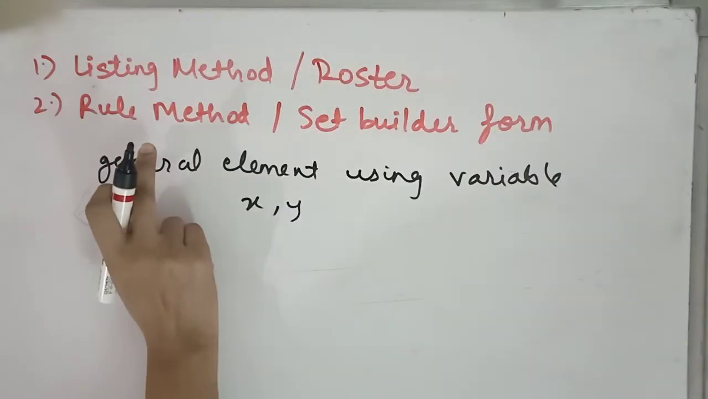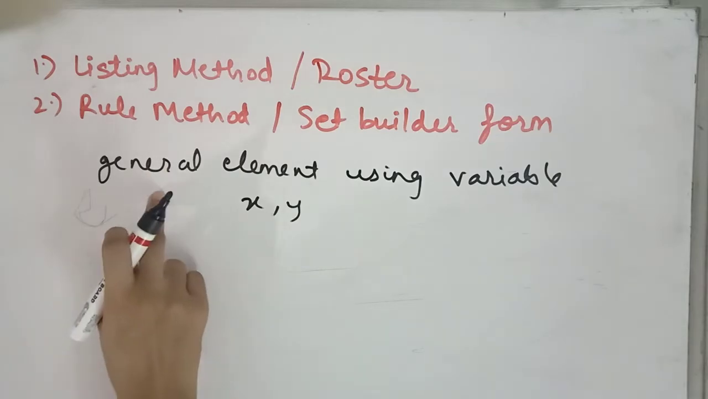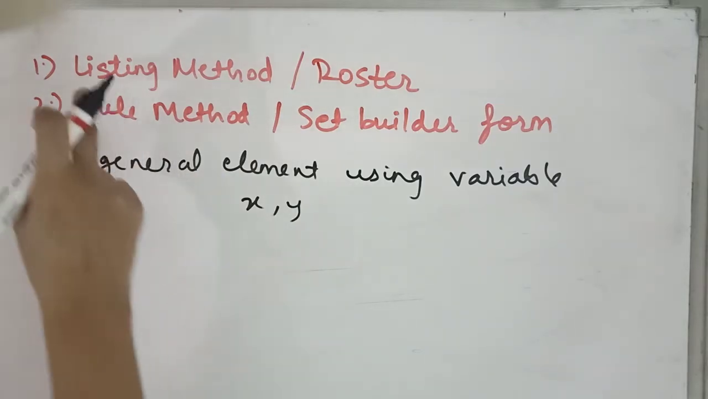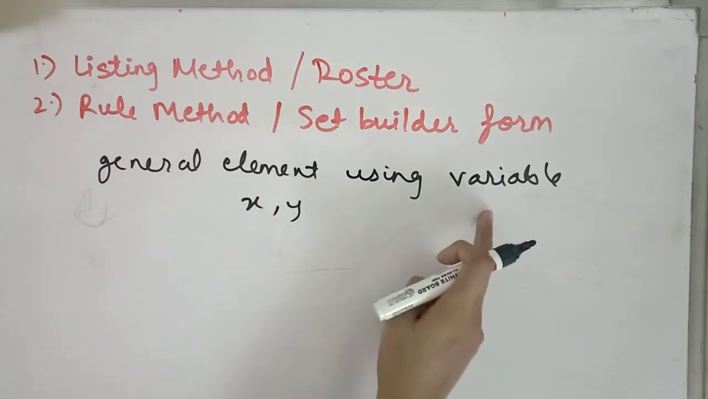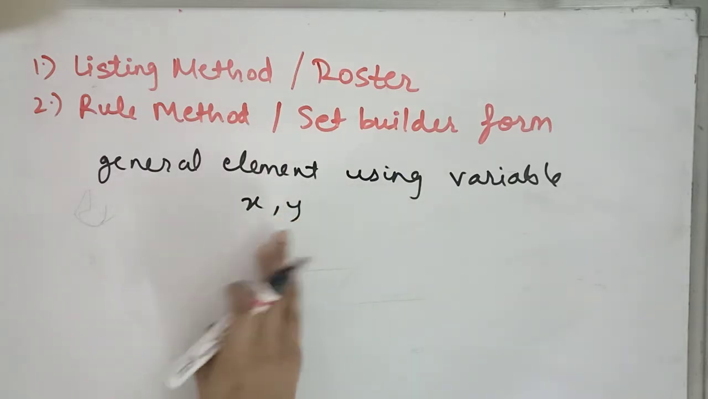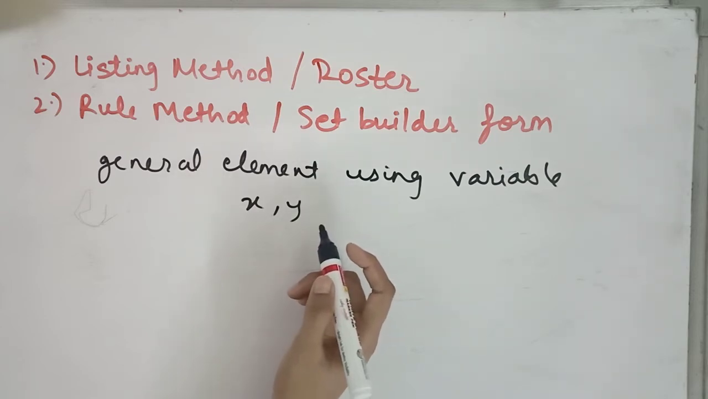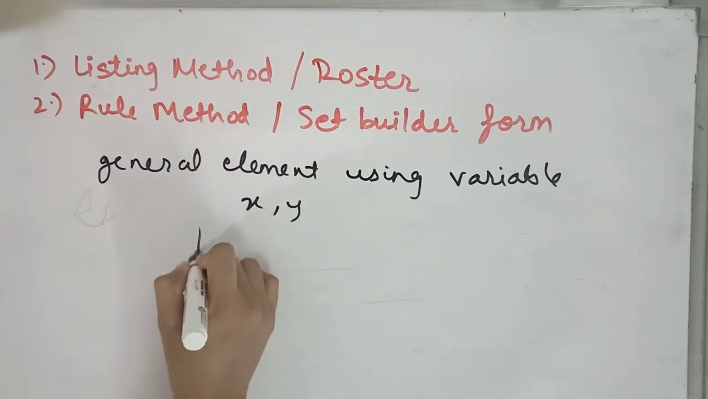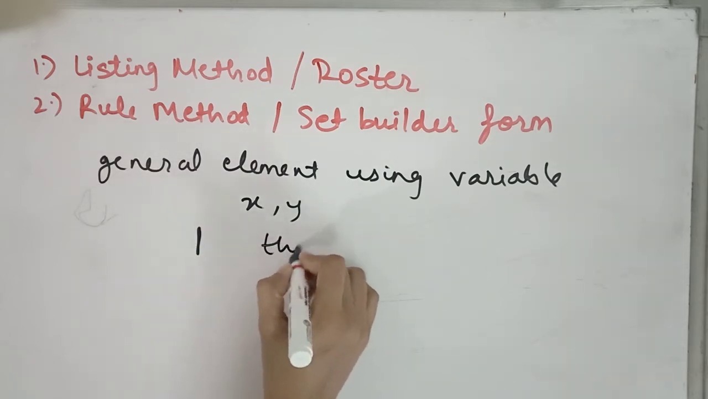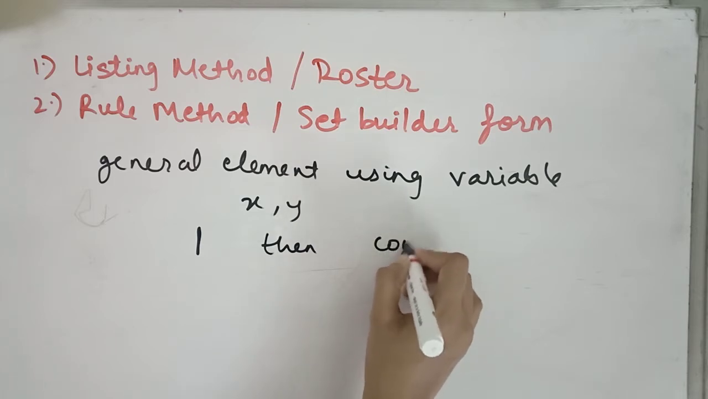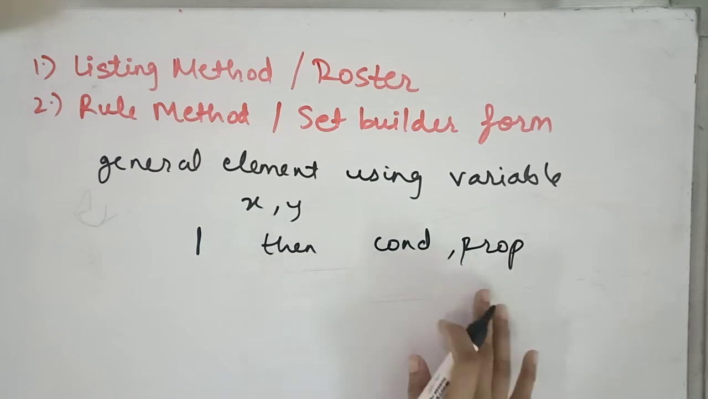Let's see the second method, that is rule method or set builder form. Now in this method, we don't have to list all the elements. We just take a general element using a variable, like we can use variable x, y, p, q. It's up to you. Whatever you use, it is followed by a colon or a vertical line, and then you write the condition or property of the variable.